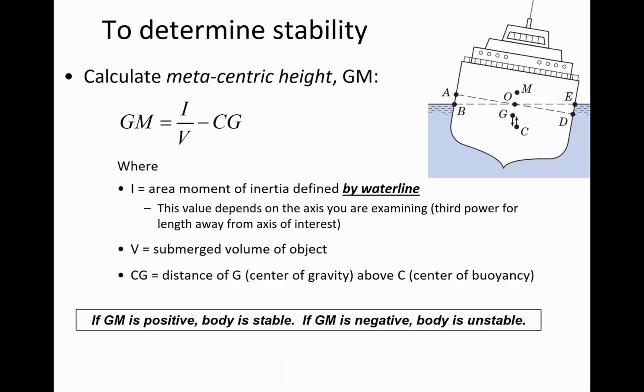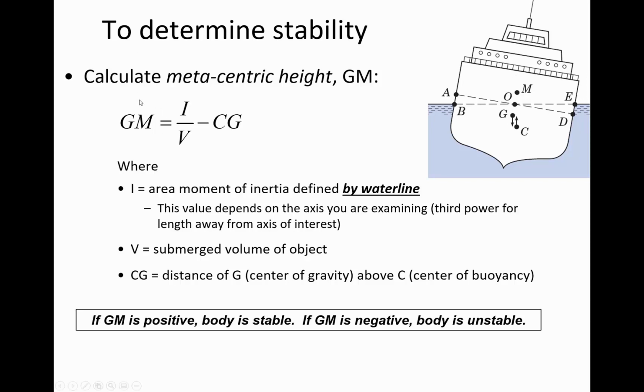All right, so here's the equation. We want to calculate the distance between G and M. The question is, how far apart are they? Is G below M? Good, then that means it's stable. If G is above M, that's bad. It means that we have an unstable body.